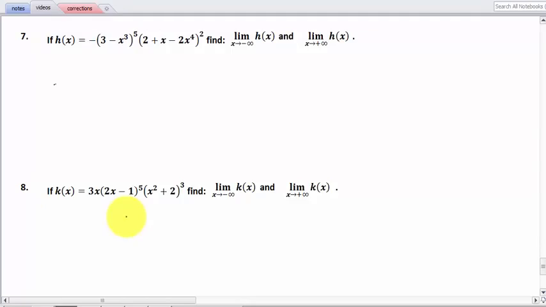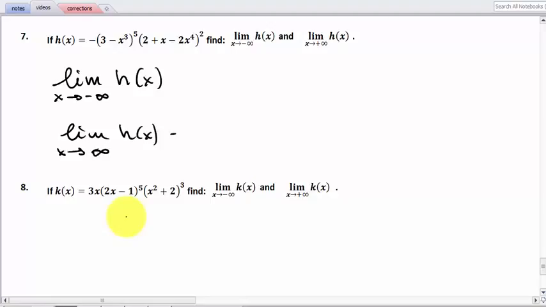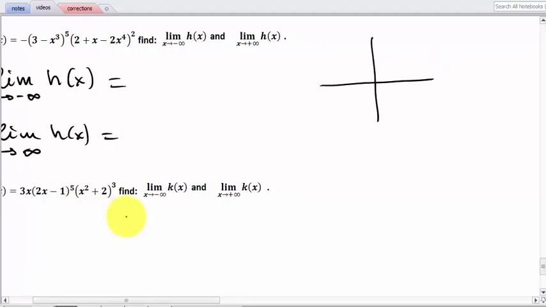Okay, example number 7. Again, I need the limit of h of x as x approaches negative infinity and the limit of h of x as x approaches positive infinity. What are these two limits? Again, we need the end behavior, so we need the leading term. What's the leading term? Oh, I need to do a little bit of work here. For the leading term, I have a negative sign, right? Don't forget this negative sign here. Here I have a negative x cubed that I'm raising to the power of 5. And here I have a negative 2x to the 4th that I'm raising to the second power.